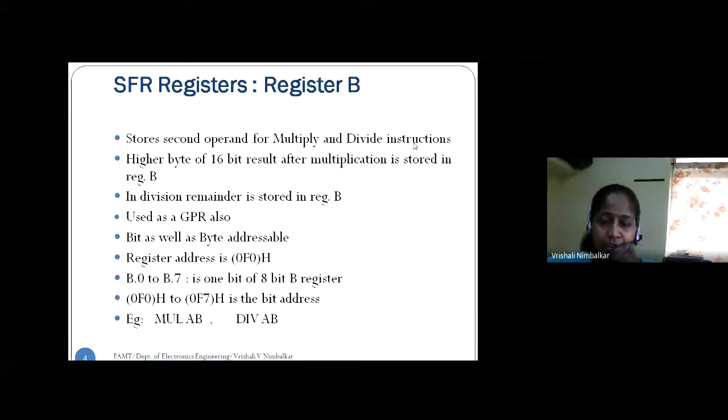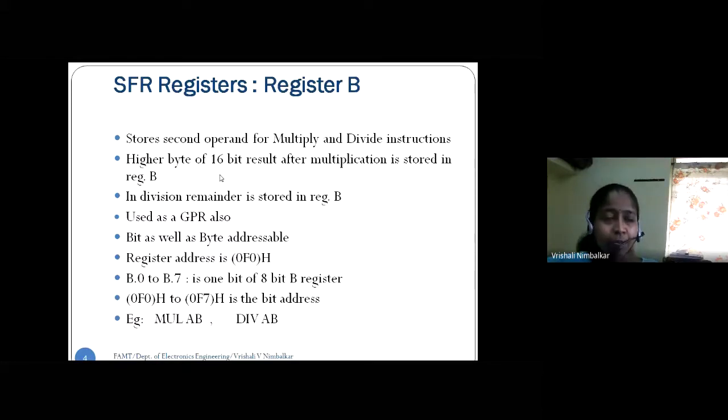Correct? We cannot use any other register. It should be accumulator and it should be register B. Right? Second special function is, see, when you multiply two numbers, 8-bit into 8-bit, the result can be 16-bit.